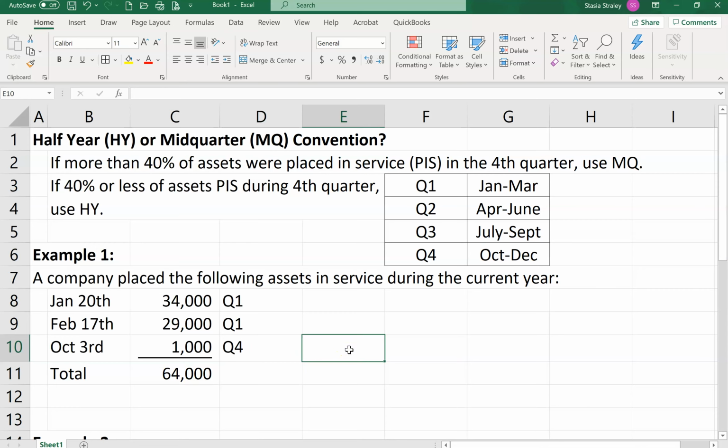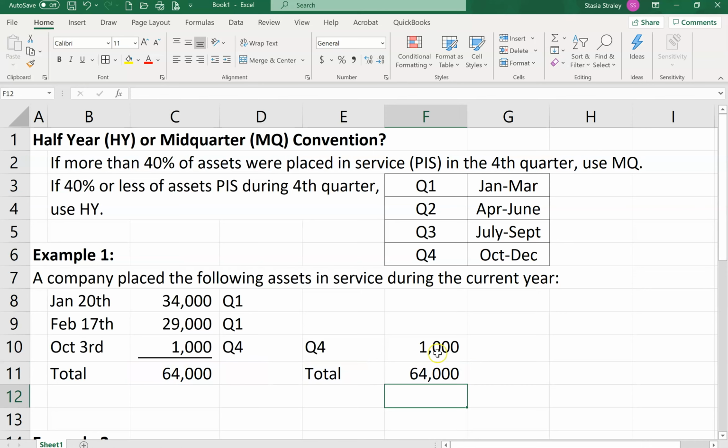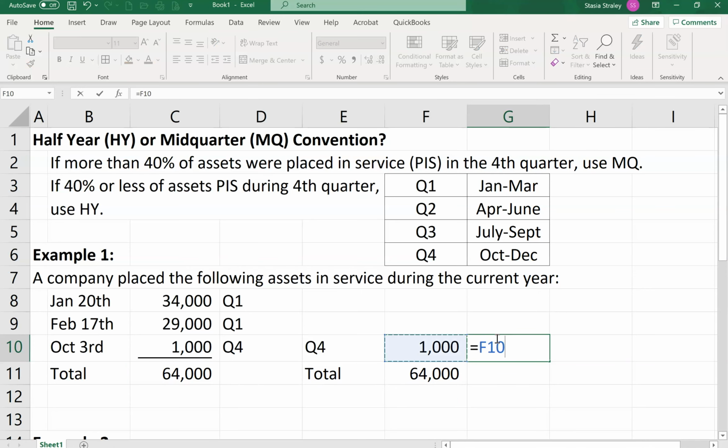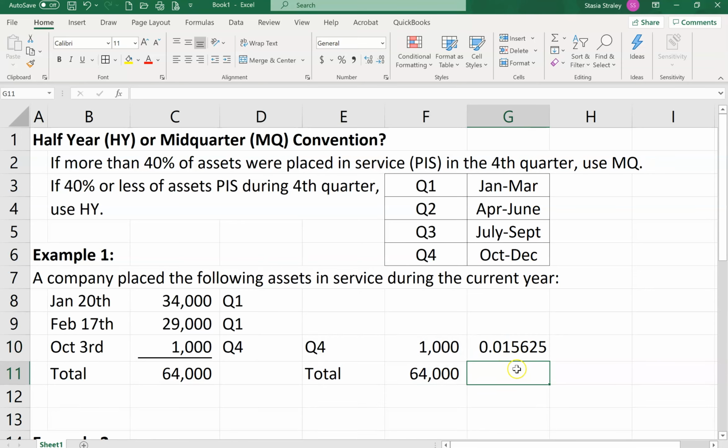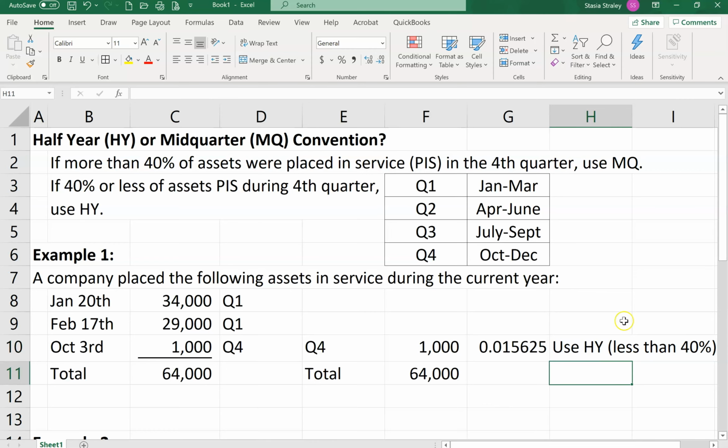So our next step would be to take our Q4 assets and divide by total assets to see what percentage was placed in service in the fourth quarter. Our Q4 asset total was $1,000, and our total overall for the whole year was $64,000. So we're going to take this $1,000 Q4 and divide by the $64,000 total for the whole year. So Q4 divided by total gives us just over 1.5%. And so that's less than 40. So that means we're going to use half year. So less than 40, or I guess 40% or less would be more technically correct.